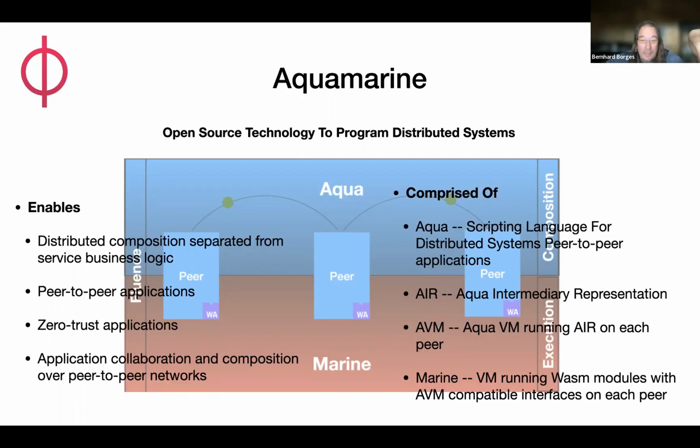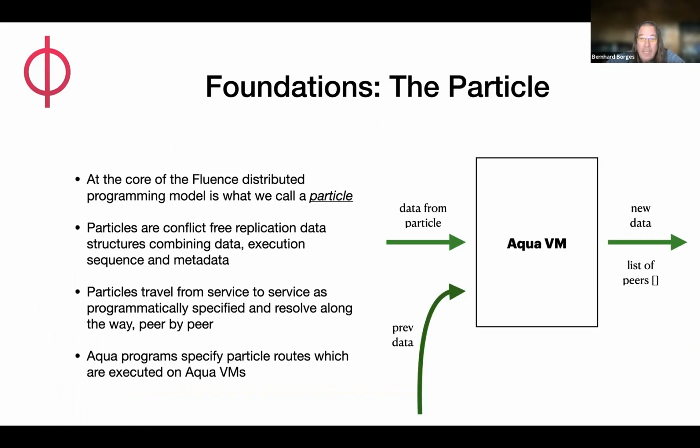I talked about the data push model very briefly, and remember the green dots here. One of the foundations of the Fluence solution is what we call a particle. A particle you can think of as a smart packet. And particles are conflict-free replicated data structures, and they combine data, execution sequence, and a whole bunch of metadata. The important part for us right now is the data and the execution sequence.